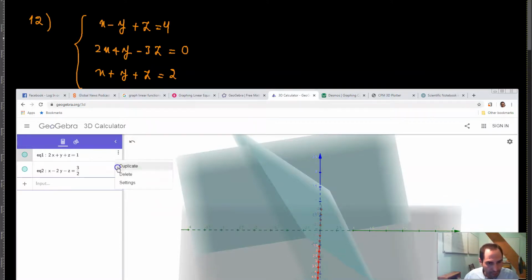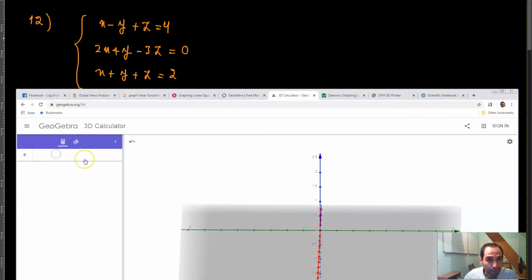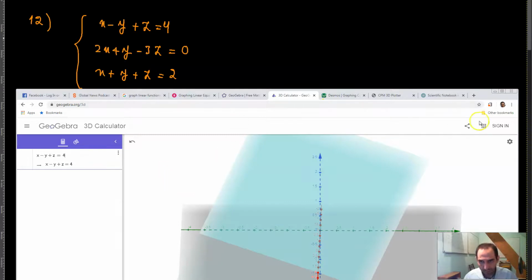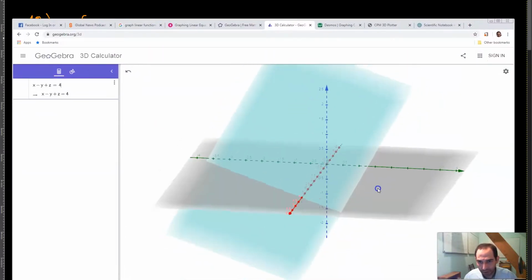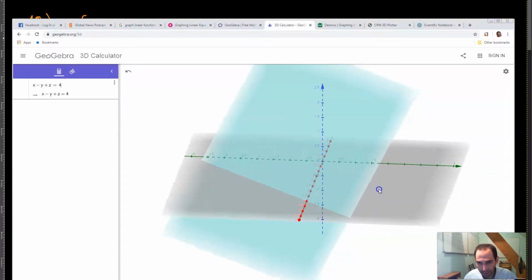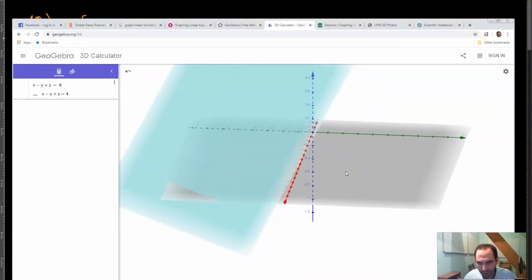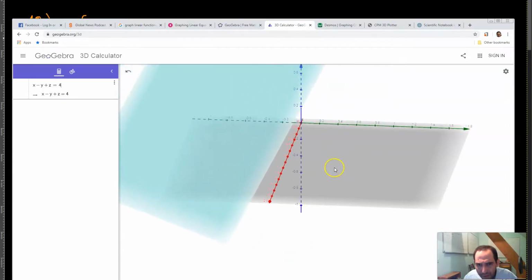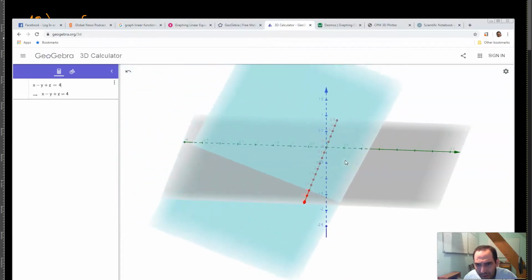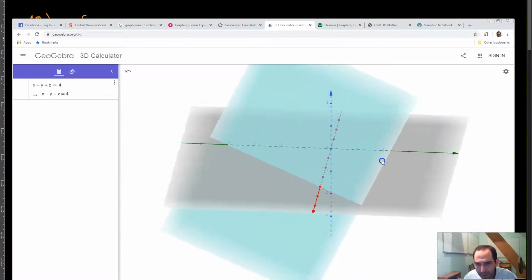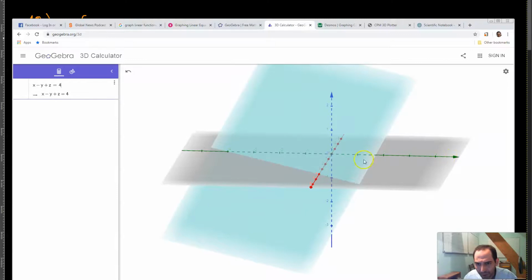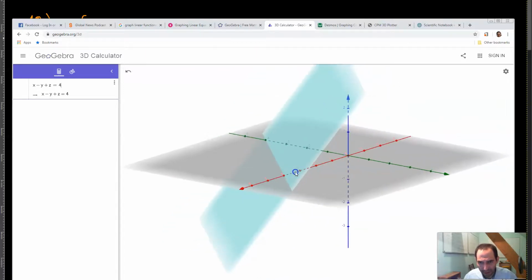Okay, so I'm going to graph these equations. x minus y plus z is equal to 4. So you have a plane up here, and these are the positive y's, these are the negative y's, and these are the positive x's. And I'm zooming out, I suppose, right? Okay, so these are the positive y's, these are the negative y's, these are the positive x's, and this is the z-axis, and there you have your plane.